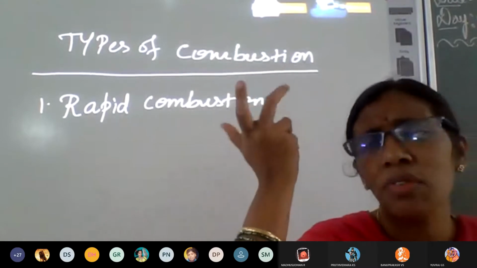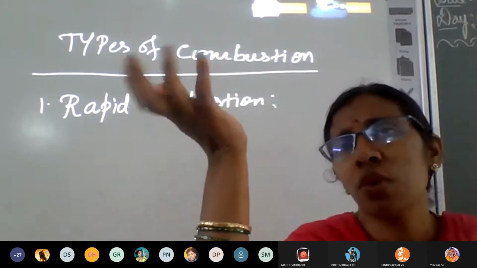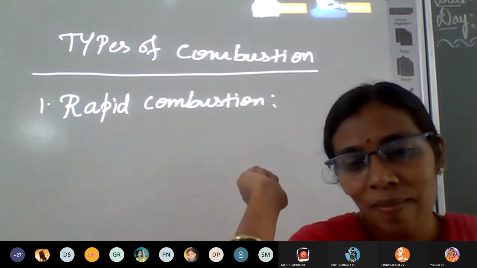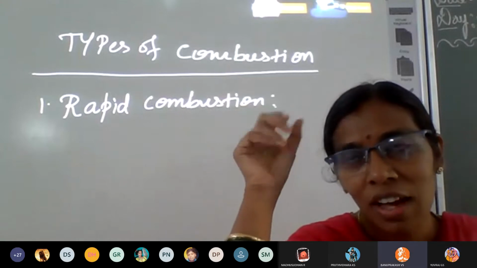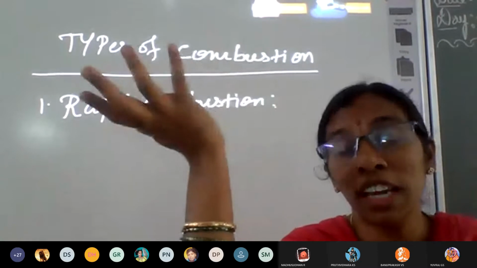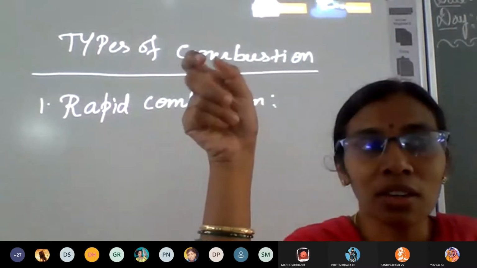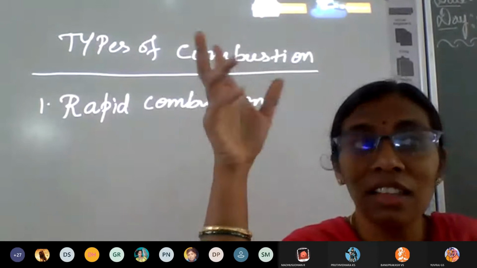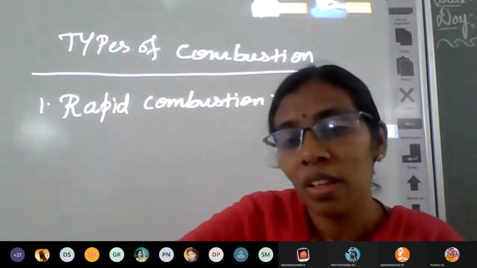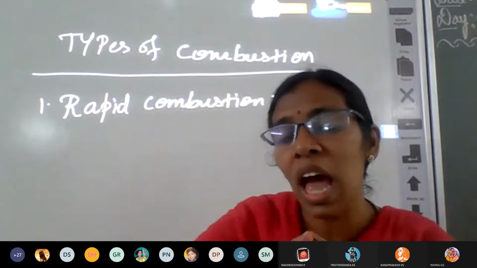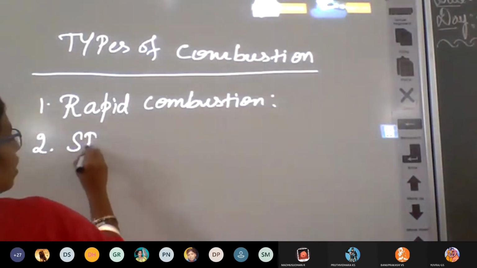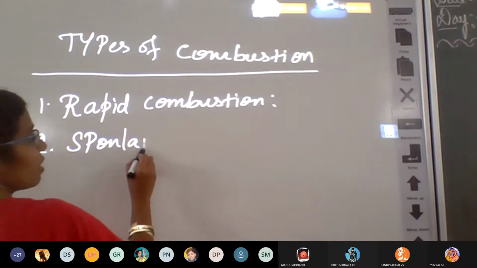Okay, children, here I gave you one example. One story also I told you, know, for white phosphorus. Yes, ma'am. So what happens? White phosphorus catches fire automatically. No need even of a lighter to light, no need of any matchstick. It happens automatically. So what do we call this? When it happens automatically, light and heat are produced automatically, we call it spontaneous combustion.